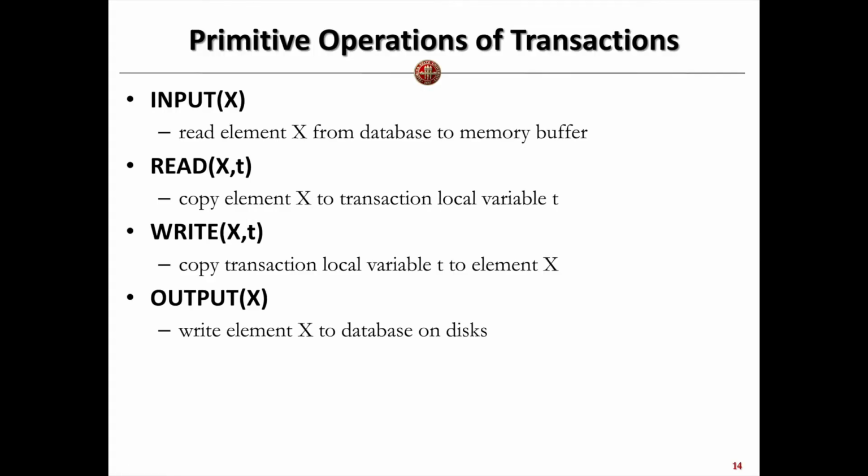Okay, so besides this thing we mentioned before, we can recall in another file. Here we discussed 4 of the primitive operations. The first one is called input X. This input is a keyword. We have a parenthesis, and inside it we have a variable, this X. With this notation, we can read an element X from the database system to a memory buffer.